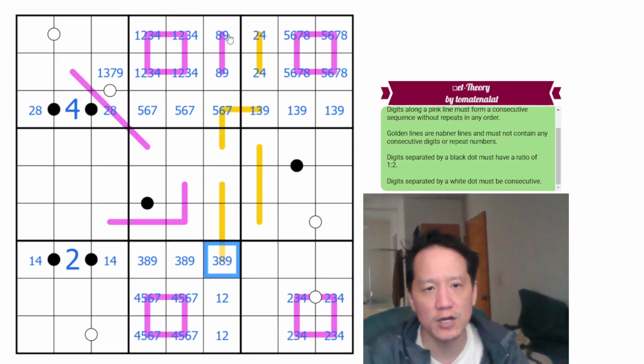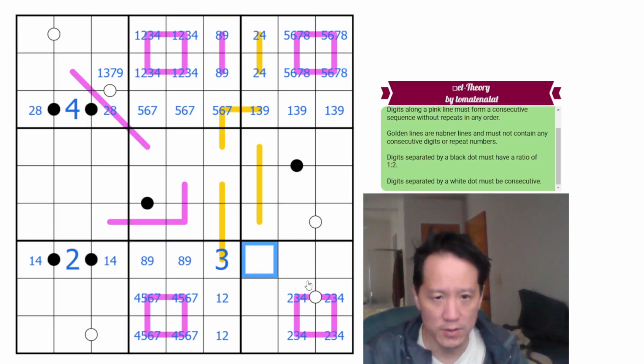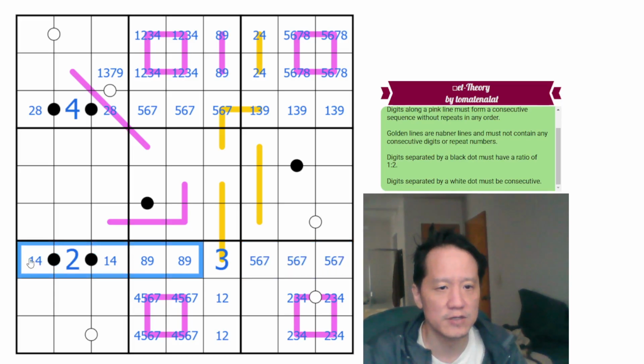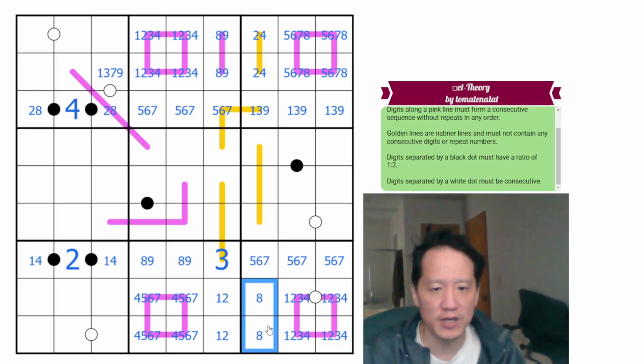This can't be 8 or 9 because of the 8, 9, 8, 9 pair in column 6, so therefore this must be 3, which means this can't be 3, this is 8 or 9. The remaining cells now have to be 5, 6, and 7, because we already have an 8, 9, 8, 9 pair and a 1, 4, 1, 4 pair, and we have a 2 and a 3. So since this is 5, 6, and 7, the only digits remaining now have to be 1 with 2, 3, and 4. So this now must be 8 and 9.